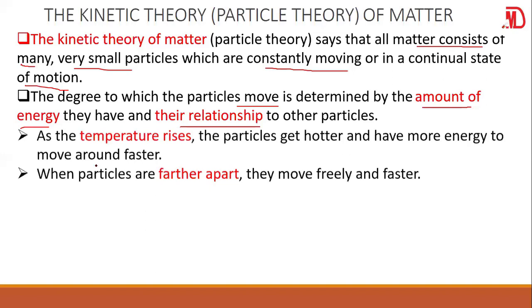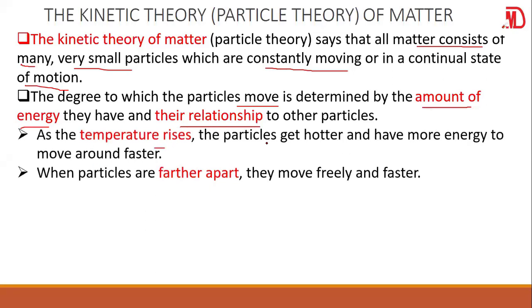Again, as temperature rises, the particles get hotter, and they begin to have more energy to move around faster. I've already explained that. And again, when particles are further apart, they move freely and faster. So these factors affect the movement, or affect the kinetic theory of matter. When I ask you, what are the factors that can affect the kinetic theory of matter? What comes to your mind? Of course, temperature. And the relationship, or the closeness of the particles to each other, right?